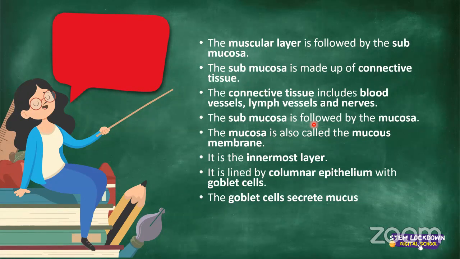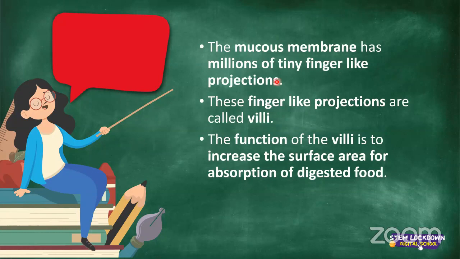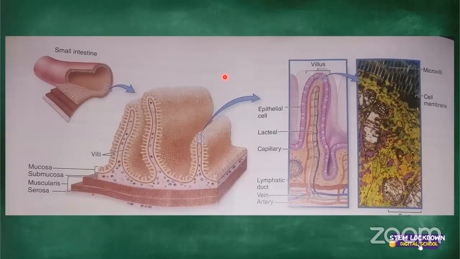We dealt with that. And then we also, okay, I didn't deal with this. So the mucous membrane has millions of tiny finger-like projections. And these finger-like projections are called villi. So the function of the villi is to increase the surface area for the absorption of food. And here is a picture of the villi, guys.